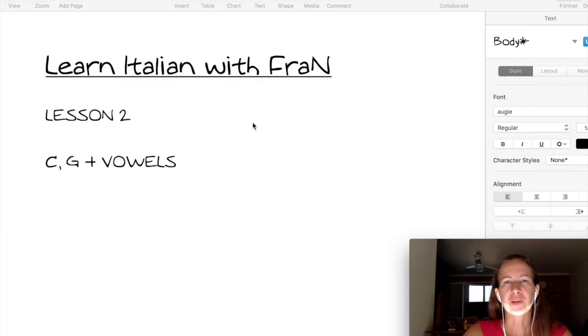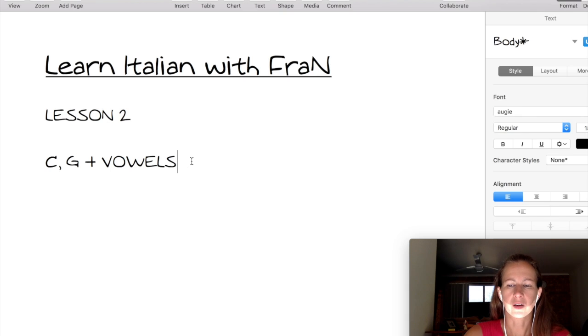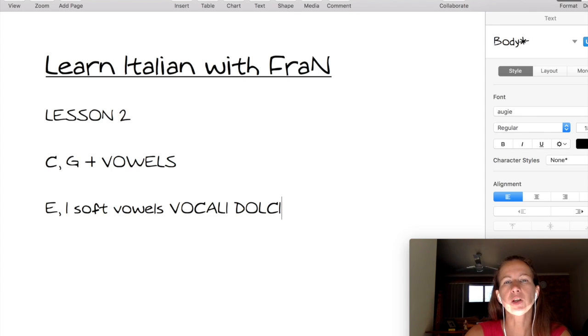Okay, so during this lesson we're gonna talk about the sound that the letters C and G make when they're followed by vowels. So the first thing we have to do is make a distinction between soft vowels and hard vowels. So the vowels E and I are called soft vowels. In Italian we call them vocali dolci. Dolci is not a translation of soft, but that's how we call them in Italian.